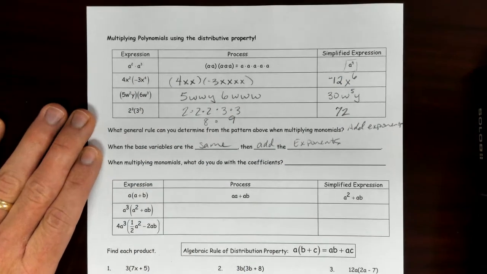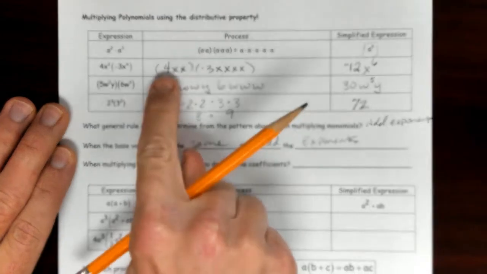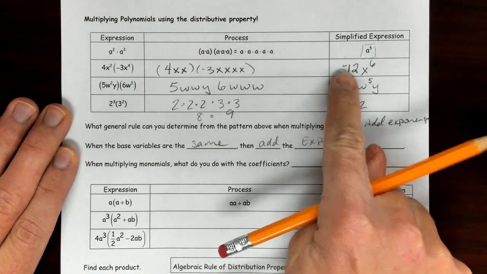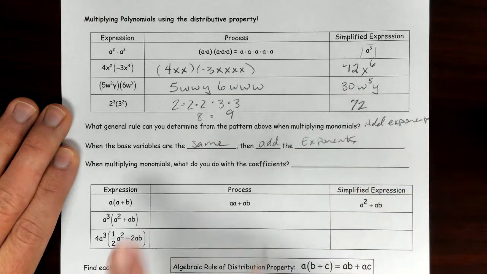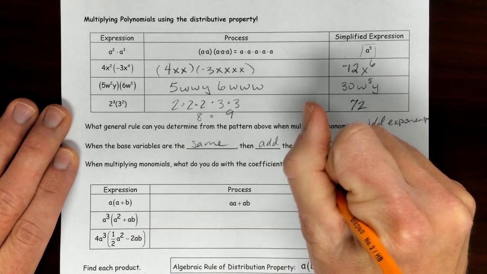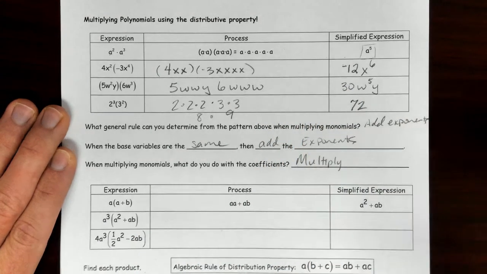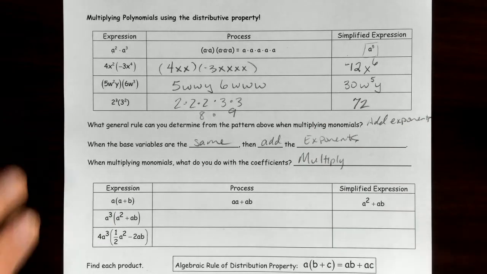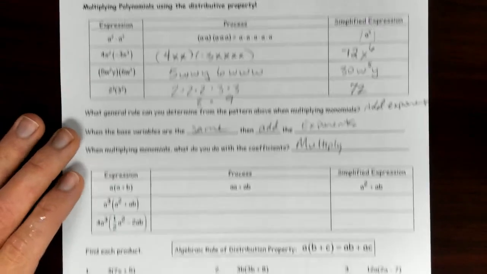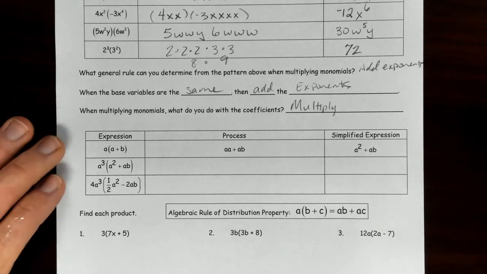When multiplying monomials, what do you do with the coefficients? Well, let's look. I did 4 times negative 3 and I got negative 12. I did 5 times 6 and I got 30. So I'm going to multiply the coefficients. I'm going to add the exponents but multiply the coefficients. I know, confusing, right? Alright, let's go down and let's look at the distributive property.